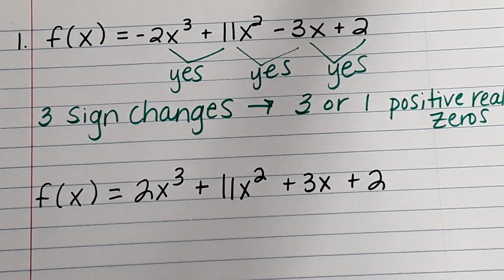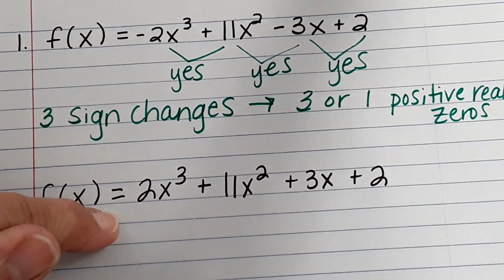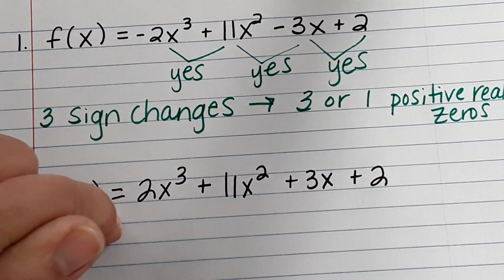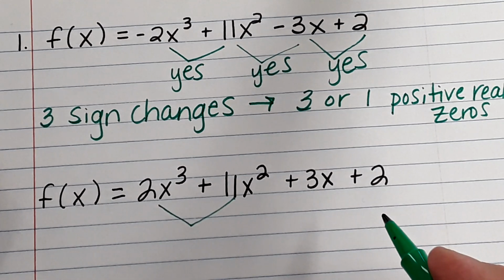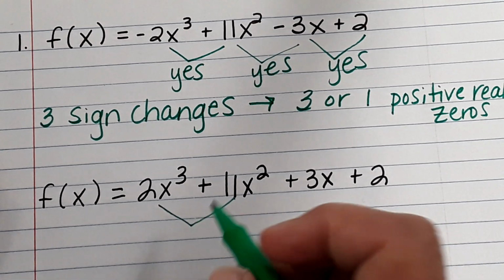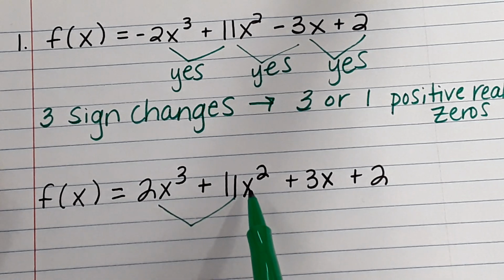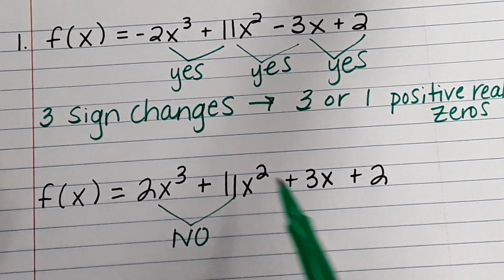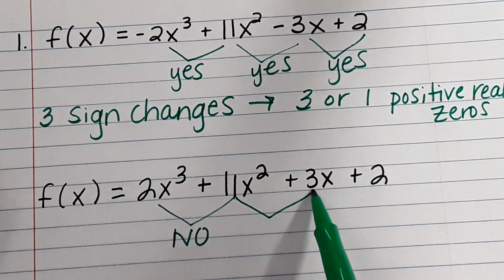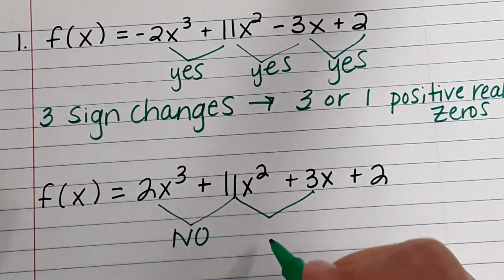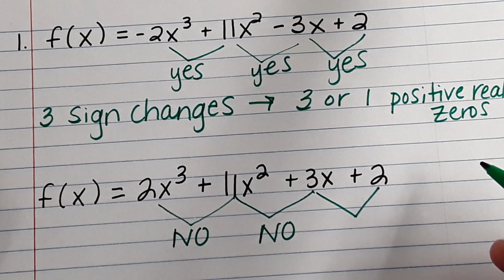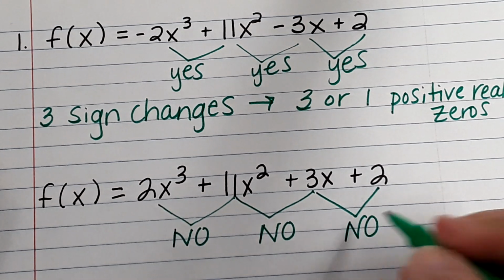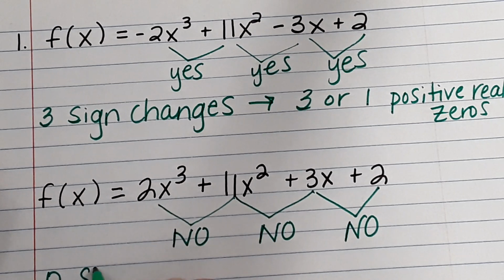So are there any questions about how I did that? How I went from -2x to the third to +2x to the third? From here to here, sign change? Did we go from a positive to a negative? So it's a no. So this is positive 11x squared. Is that -3x? So that's a no. Positive 3x to +2, is that a sign change? So we have 0 sign changes.